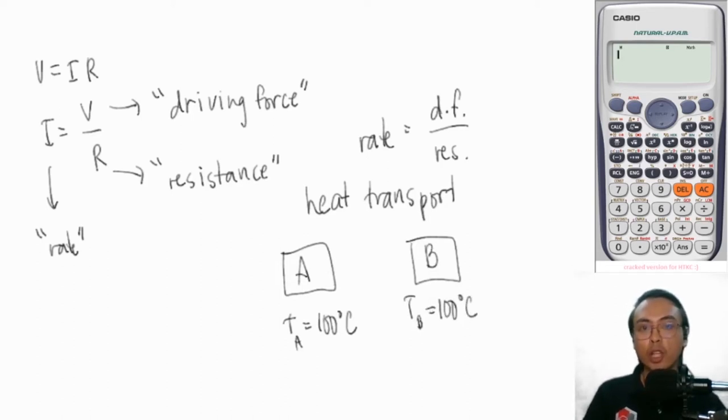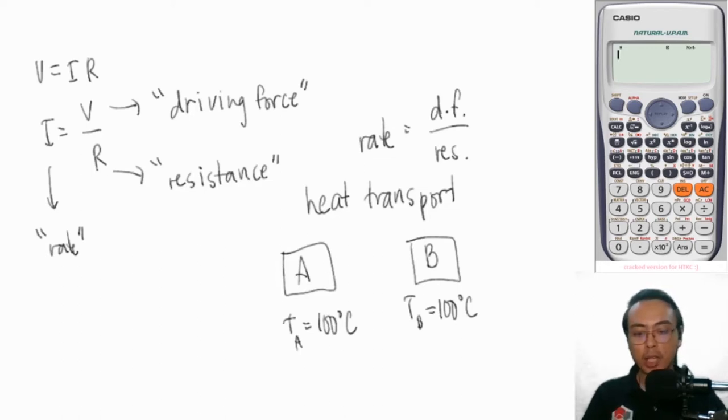Now, based on the laws of thermodynamics, if I place bodies A and B together, they must be exchanging heat if they are at different temperatures. But since they are at the same temperature, there will be no heat transfer because they are in thermal equilibrium. That is the zeroth law of thermodynamics.